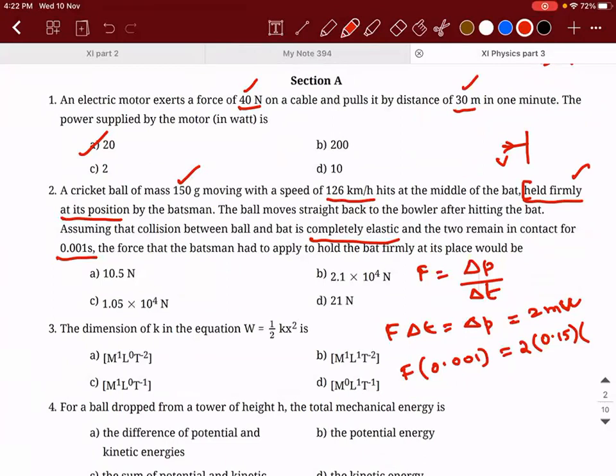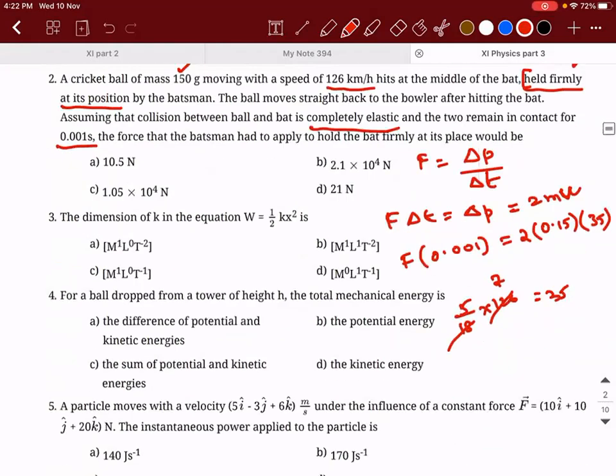126 kilometer per hour is 126 into 5 divided by 18. How much is it going to give us, guys? 35. 7 times 5 is 35. So this will be 35. 35 into 2 is 70. 70 into 0.15 divided by 10 power minus 3. So it would be somewhere around 105. So the answer is C. 7 times 15 is 105, right? So this should be the answer.